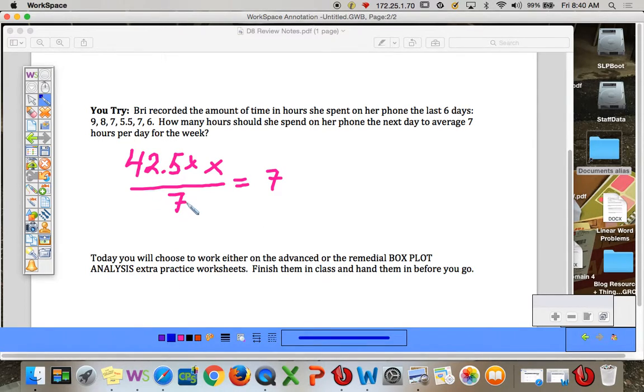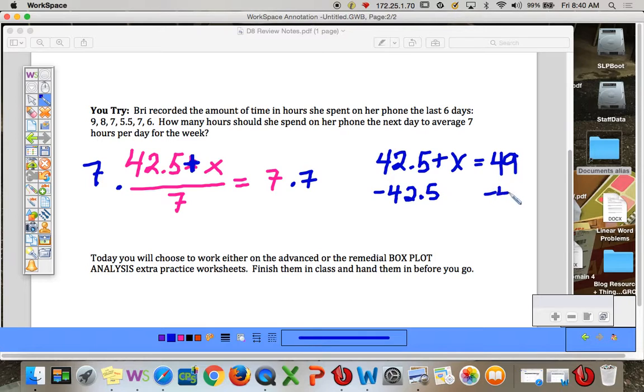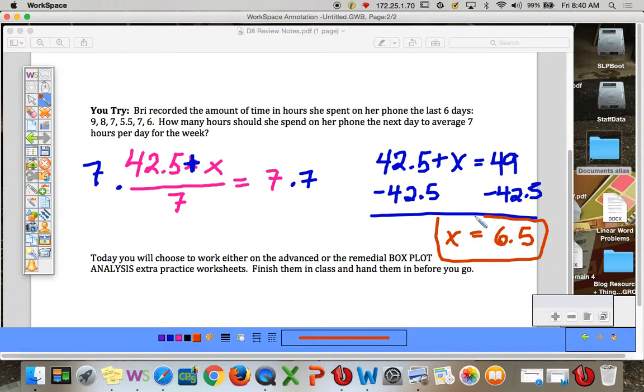Again, to solve algebraically, how do you get rid of a divided by 7? We're going to multiply by 7. So we have 42.5 plus x, I apologize, there should be a plus x, equals 49. We'll subtract 42.5 from each side, and we will get x equals 6.5. So if Bree spends 6.5 hours on that last day, she will average 7 hours per day.